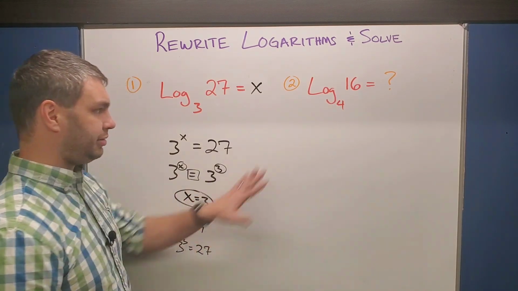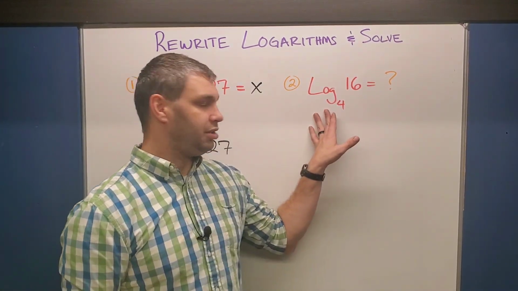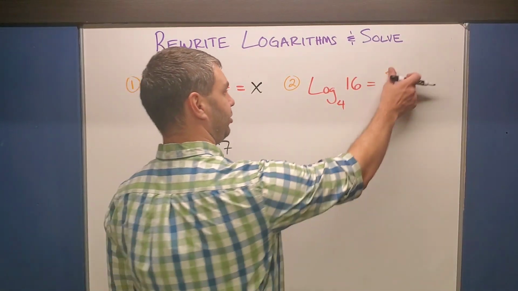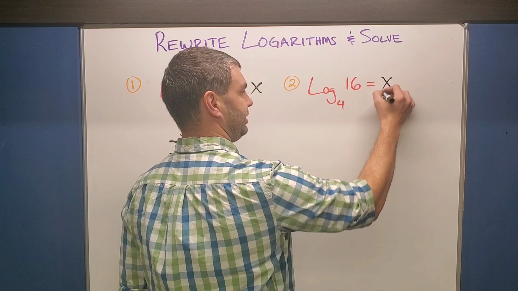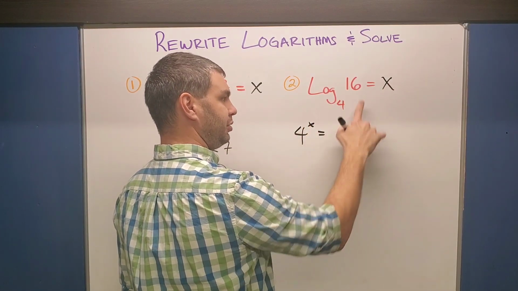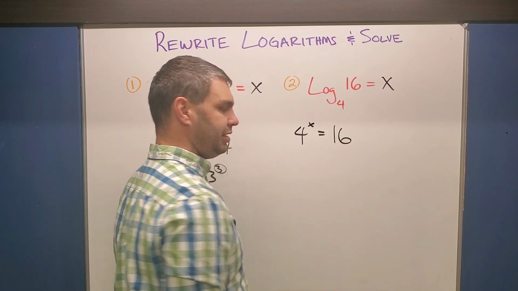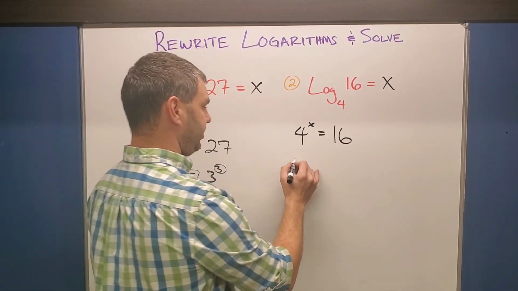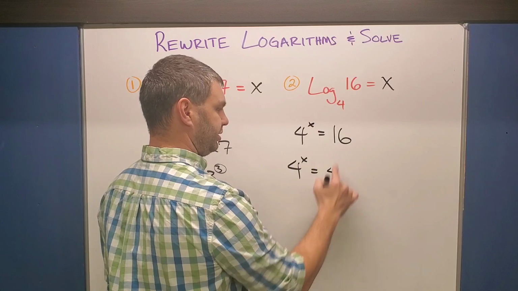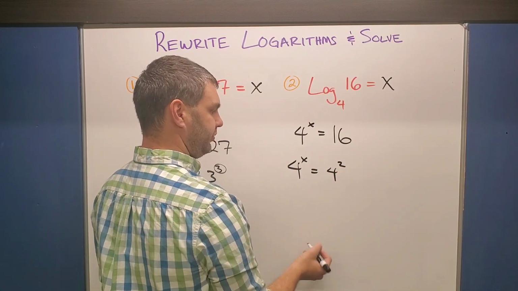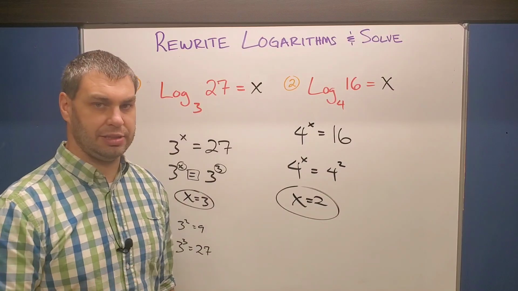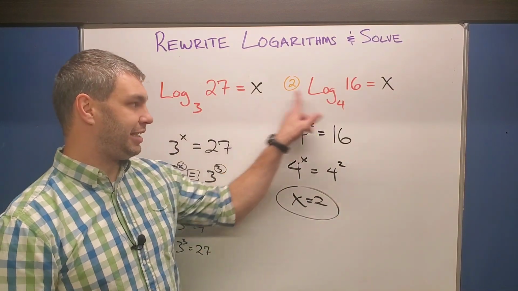All right, let's try another one. This time it says log base 4 of 16 equals what? Again, I'm going to replace this with x. I'm going to say my base of 4 raised to that x equals this number, which is 16. This would be a little bit of an easier one, I think, because 4 raised to the x equals 4 raised to what is 16? Well, it's going to be 4 squared. So here, x is going to equal 2. All right, let's try some that are a little bit more complicated besides just x on the other side.